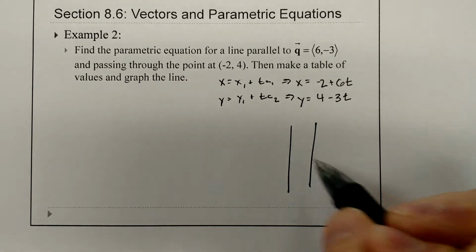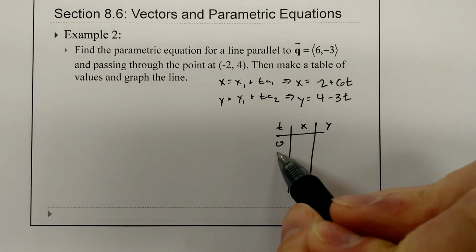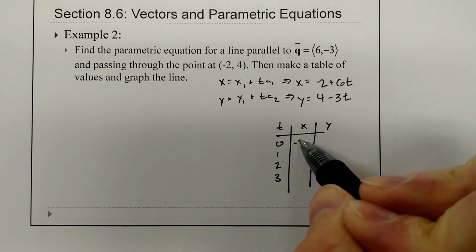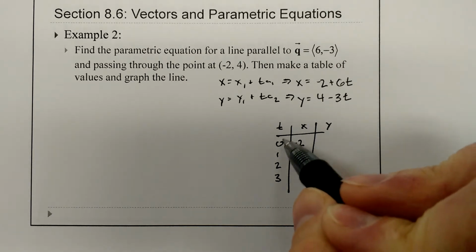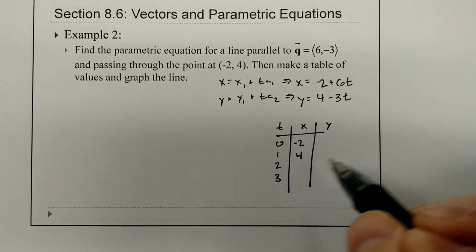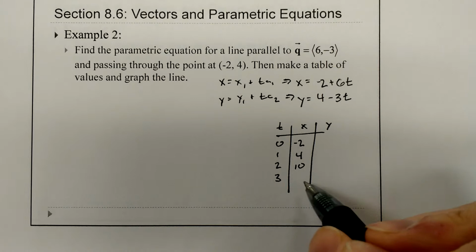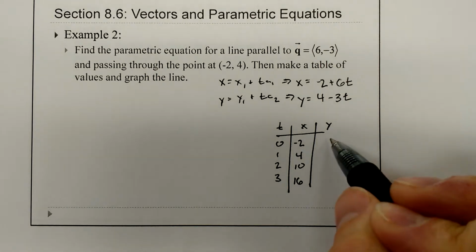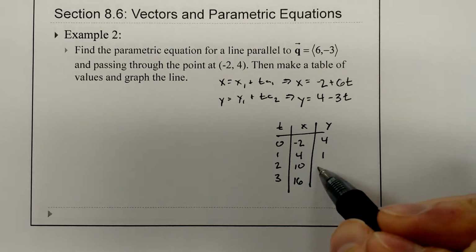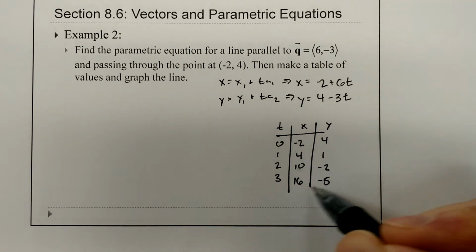So when you make a table, it's going to have 3 columns: t, x, and y. So we'll just call it 0, 1, 2, 3. When t is 0, x is going to be -2. So you're plugging these values in for t. When t is 1, you're going to get 4. When t is 2, you're going to get 10. And when t is 3, you're going to get 16. And then repeat the process for the y. So plug 0 in. This is going to be 4, 1, -2, -5. And then these are the values that you'd plot.